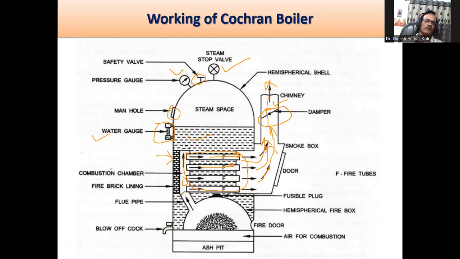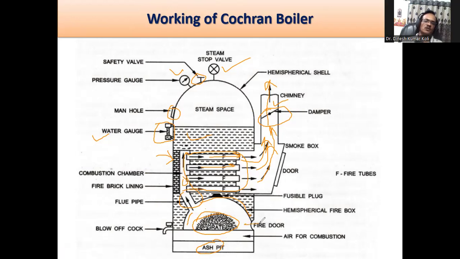There is a flue pipe which connects the furnace with the combustion chamber. You can see here this is the furnace, which has a hemispherical shape. The purpose of using the hemispherical shape is to provide the maximum surface area so that it can absorb the maximum amount of heat to be transferred to the water. Under this is the furnace where we burn the fuel. This is the grate area, and after combustion, this is the ash pit, where the ash is collected.